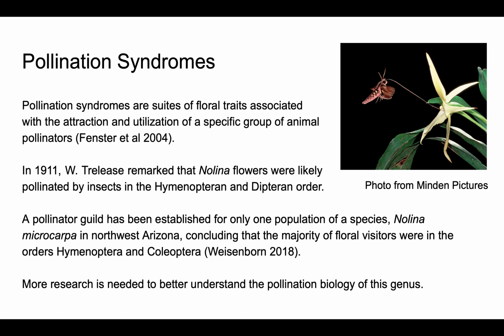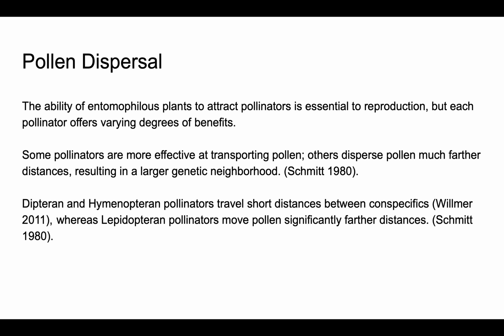But a pollinator guild has only been established for one population of one species, Nolina microcarpa, in northwest Arizona. And this study found that the majority of visitors were Hymenopteran and Coleopteran, which Coleoptera is the beetles. So more research is certainly needed to understand the pollination biology.